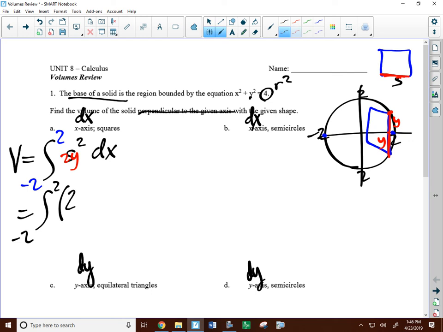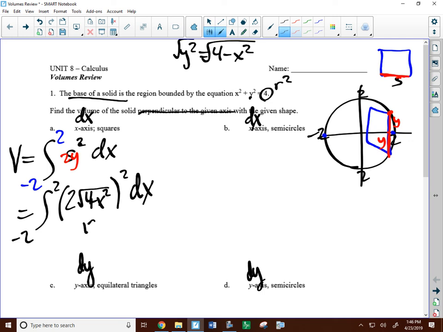Oh, well, we got to solve for it. I'll subtract x squared. So it's 4 minus x squared. And then y will be, do a square root, 4 minus x squared. And don't forget this squared. Calculator. 128 over 3 is a fraction, or 42.6 repeating.